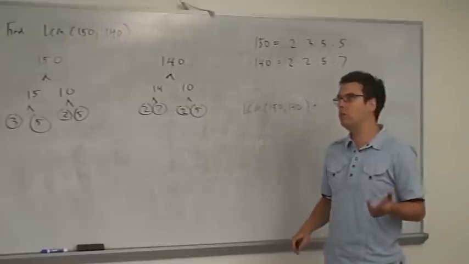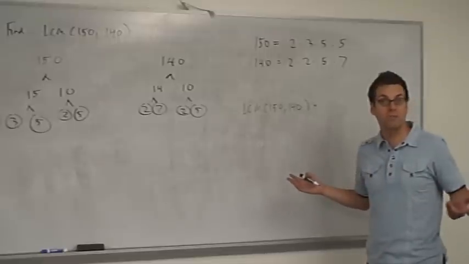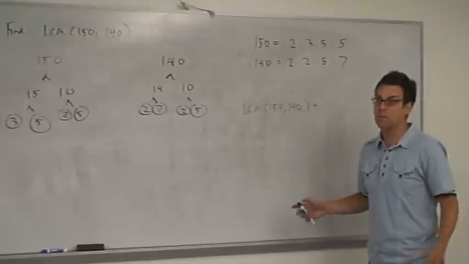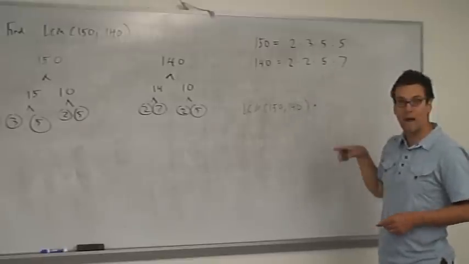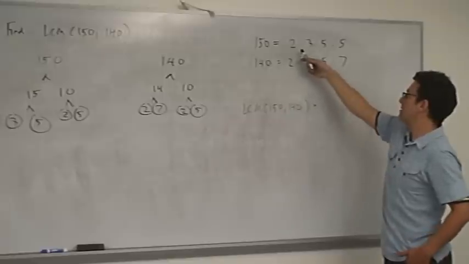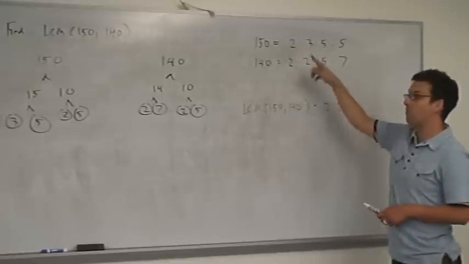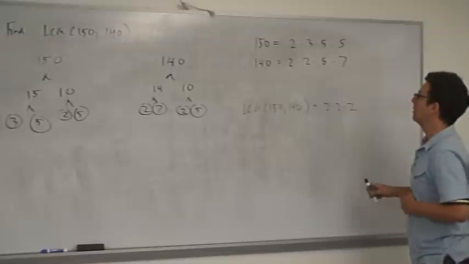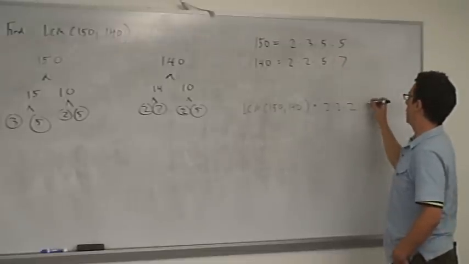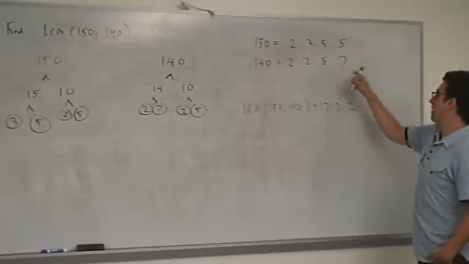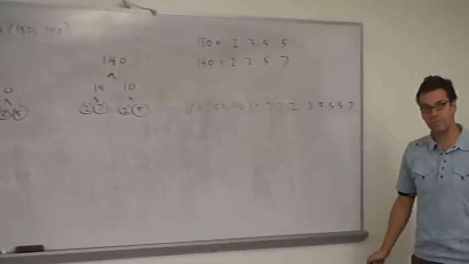Well, a good way to motivate the correct procedure is just to start by multiplying the two numbers together and see what happens. If we multiplied 150 times 140 together by their prime factorizations, we would get 2 times 2 times 2, that is 3 factors of 2. We would get 1 factor of 3, 3 factors of 5, and 1 factor of 7.